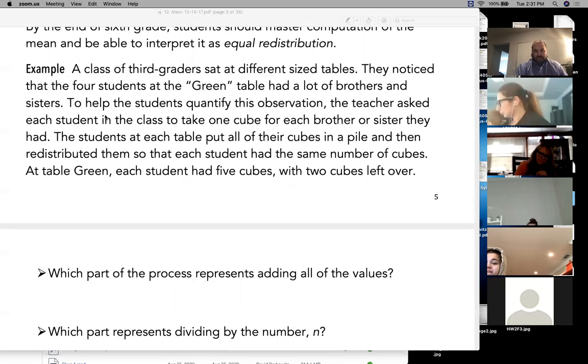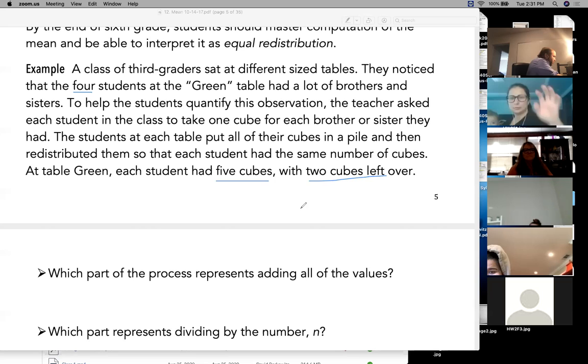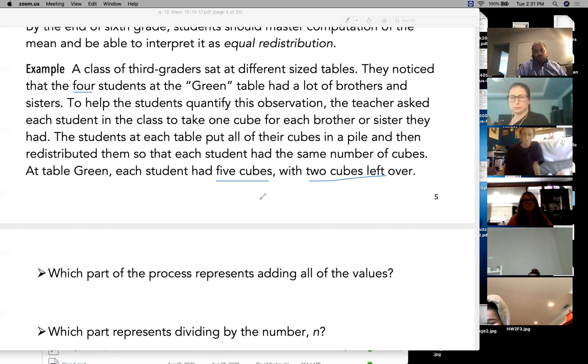At table green, and how many students were at table green, by the way? 4. Each student had 5 cubes with 2 cubes left over. So first of all, how many cubes were there at that table? 22. 4 students, each one had 5 with 2 cubes left over. That means there's a total of 22 cubes, right?